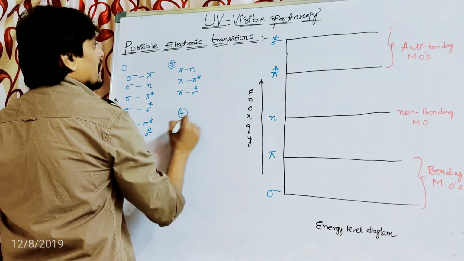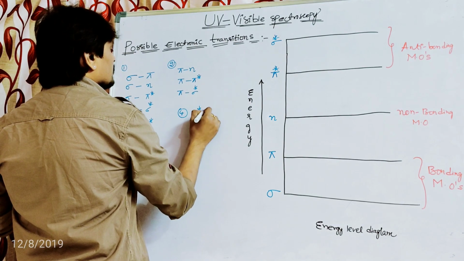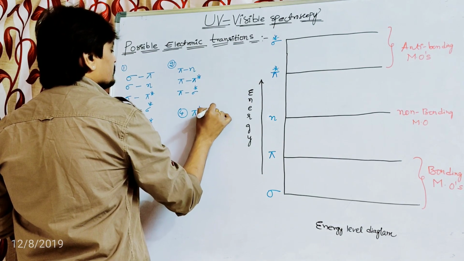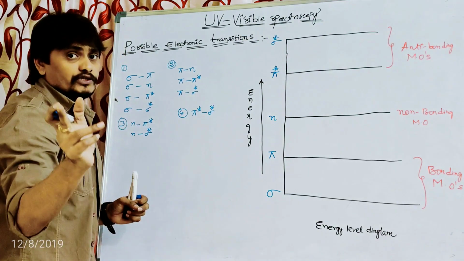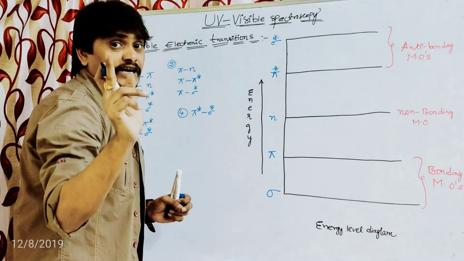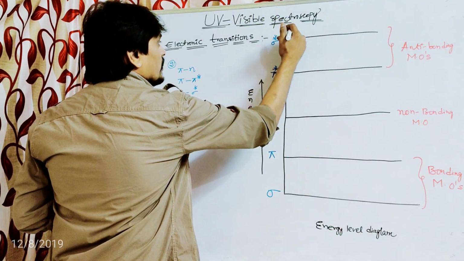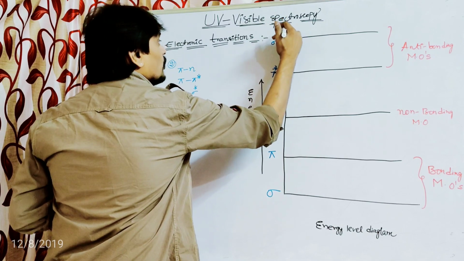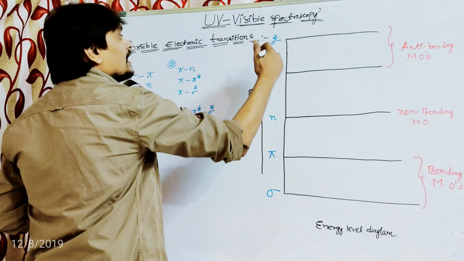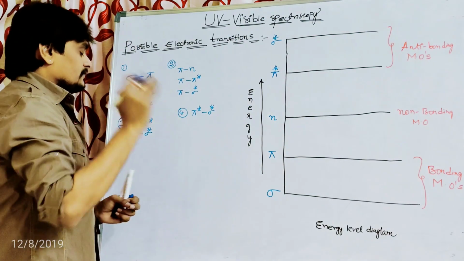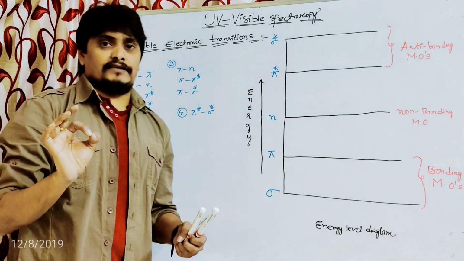Next, with respect to pi star, students. Pi star to sigma star. So sigma star to pi star is not possible. Already I have explained why. The reason is that the transition of electrons is only possible from one particular level to the next level, not the level which is below that particular level.